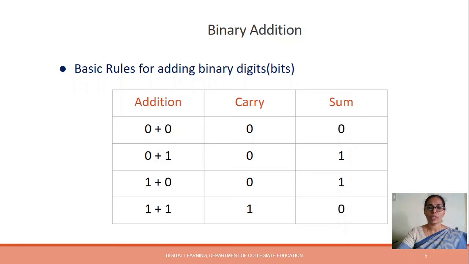The basic rules for adding two binary digits or bits are given in this table. By adding two zeros, we will get the result as 0. There is no carry, so carry is 0. While adding 0 and 1, you will get the sum as 1. There is no carry. By adding 1 and 0, you will get the result as 1. There is no carry. But when adding bit 1 and 1, we will get the result as 1, 0. That means the sum is 0 with a carry 1.